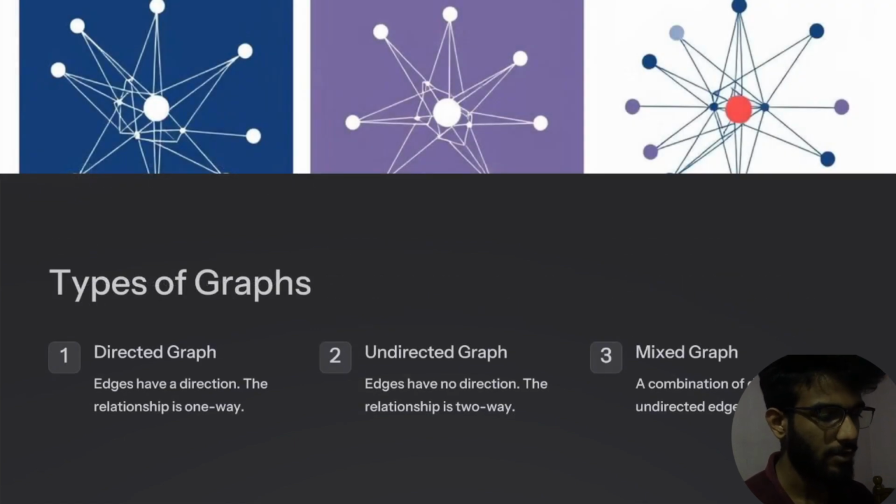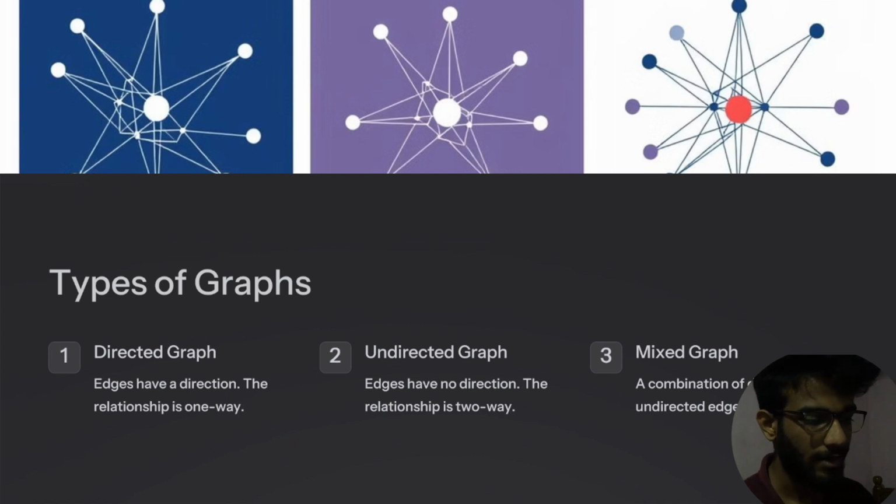Now, let's talk about the different types of graphs. We have three main types. The first one is directed graphs. Here, edges have directions, meaning the relationship is one way. Think of it like following someone on Twitter.